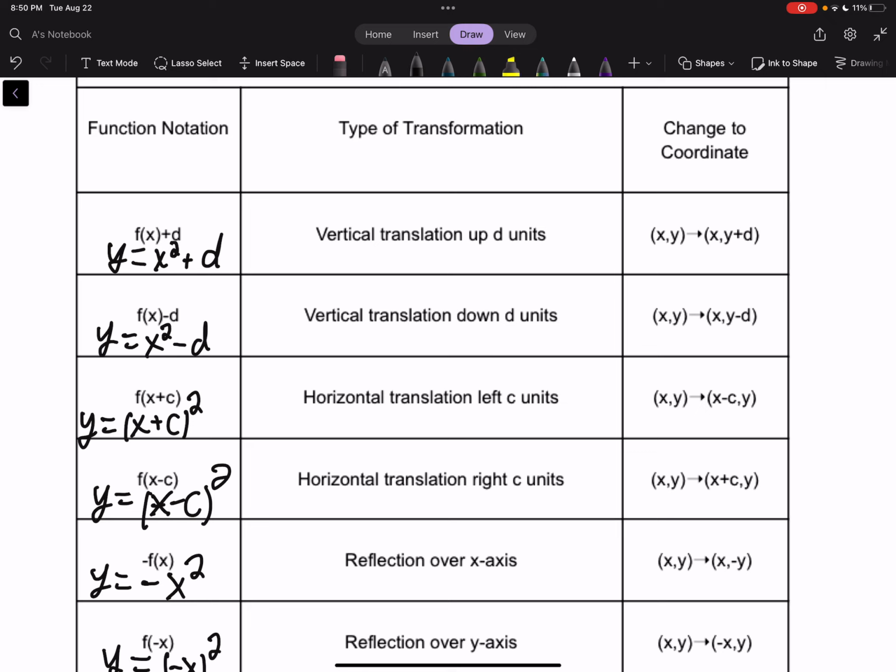If you have the plus or minus a number inside the parentheses, so where x squared is, between the x and the square power, it's going to be a horizontal translation. And it's going to move the opposite way of what you'd expect. So if it says plus c, it's to the left. Let me show you why real quick.